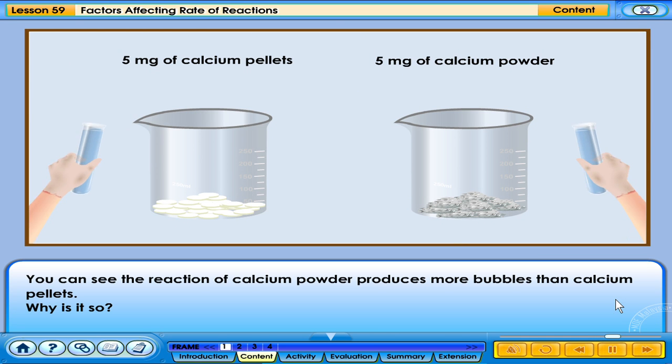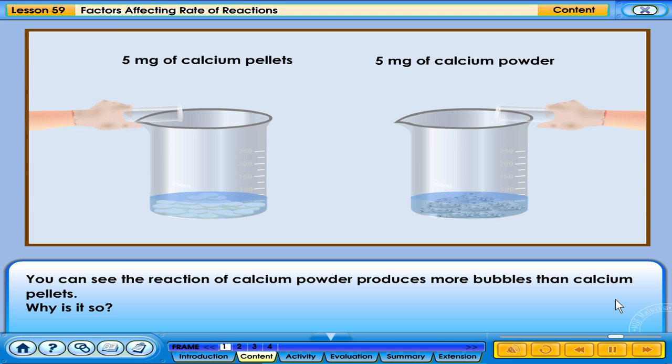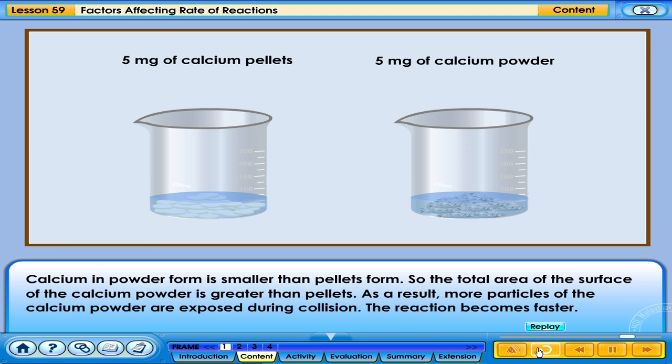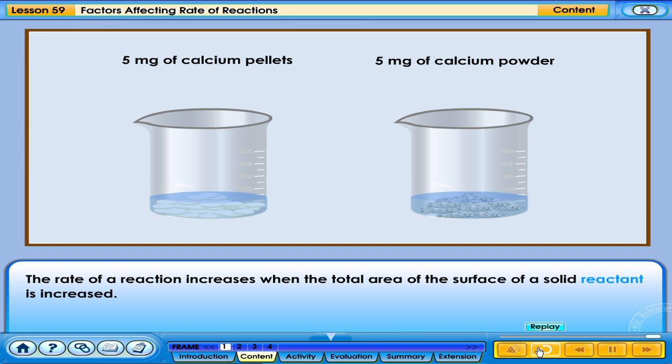You can see the reaction of calcium powder produces more bubbles than calcium pellets. Why is it so? Calcium in powder form is smaller than pellets form. So, the total area of the surface of the calcium powder is greater than pellets. As a result, more particles of the calcium powder are exposed during collision. The reaction becomes faster. What can you conclude? The rate of a reaction increases when the total area of the surface of a solid reactant is increased.